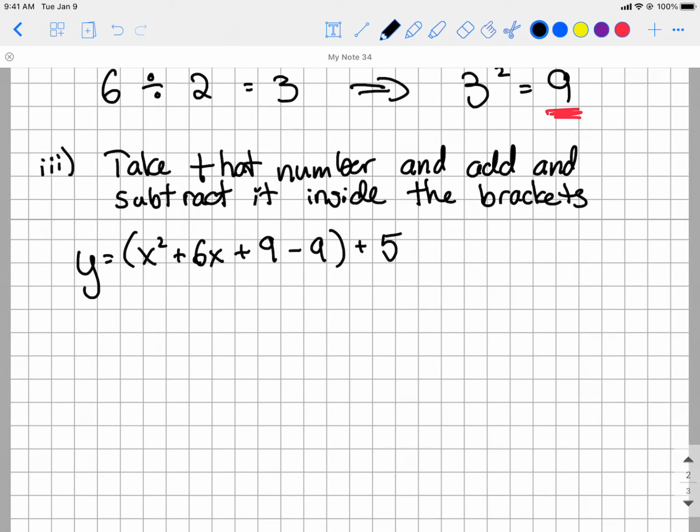The reason we have to add it and subtract it is because it doesn't affect the overall value. So if you think of our function as a scale with a balance, we can't affect the overall value of this thing by just adding something. So we need to subtract as well to keep things in line.